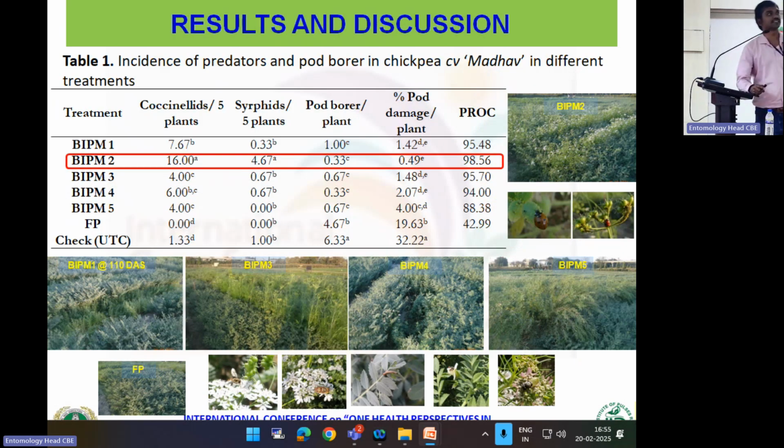And when we see the results, the coccinellid and syrphid populations were the highest in BIPM2, that is chickpea with coriander. All the module photos are given. Further, the pod borer infestation was also the lowest in the BIPM2 module, and percent pod damage was 0.49. All these were statistically analyzed using SPSS software, and the percent reduction over control was also calculated.